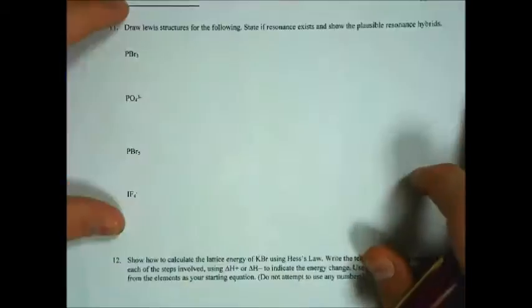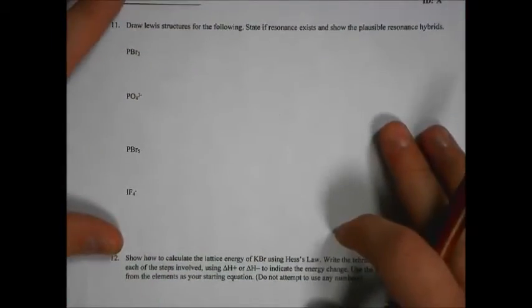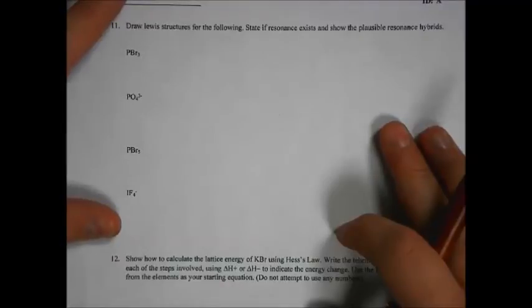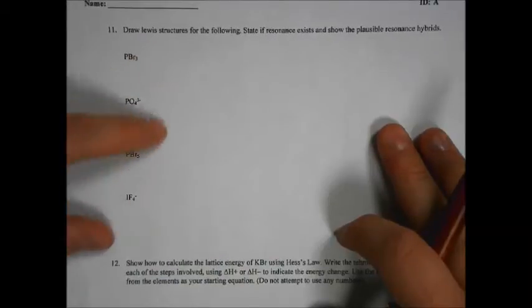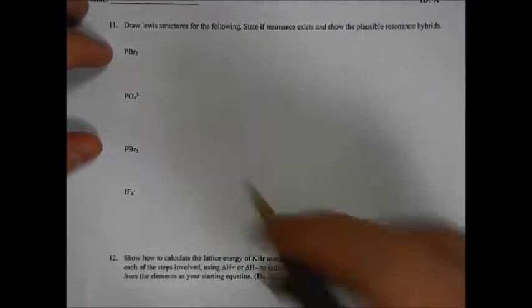One other thing that's going to be a big thing on this is going to be the Lewis structures, being able to write Lewis structures. So in this case, what I ask you to do is to draw Lewis structures for each one of the following, and then state if resonance exists, and show plausible resonance hybrids. So let's go through and just start doing them.